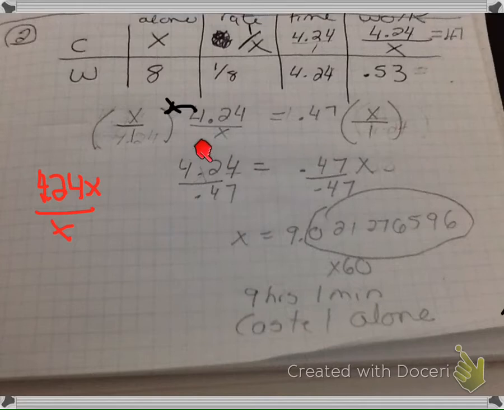Okay, well, how do you solve the equation 4.24 equals 0.47x? You divide by whatever's in front of the variable here. So I divide both sides by 0.47. When I did that, I got x equals 9 and then this big long decimal, which I did not clear off of my calculator. I'm not rounding it, because I want this to be as accurate as possible. So don't clear it, don't round it.